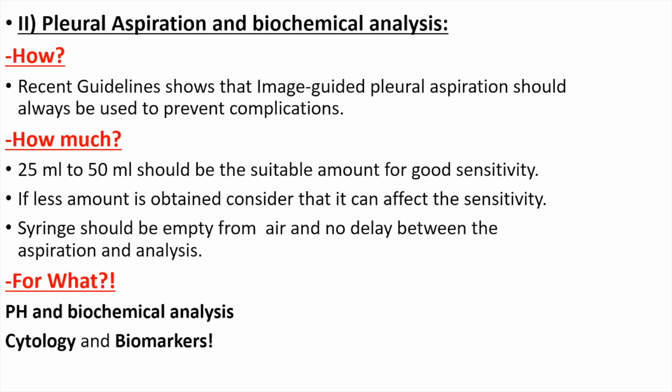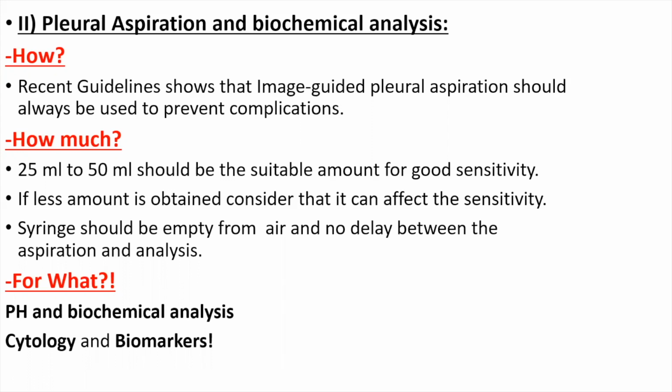Moving to the next investigation, which is the pleural aspiration and the biochemical analysis. How do we perform this aspiration? All the guidelines now show that image-guided aspiration should always be used, and no blind aspiration is recommended anymore. We aspirate about 25 to 50 milliliters to make sure this is a suitable amount for good sensitivity, bearing in mind that if the amount is less than this, it can affect the sensitivity. The syringe should be empty of air, with no delay between the aspiration and the analysis.